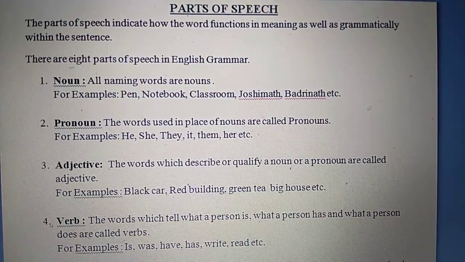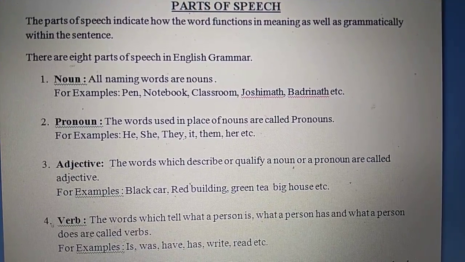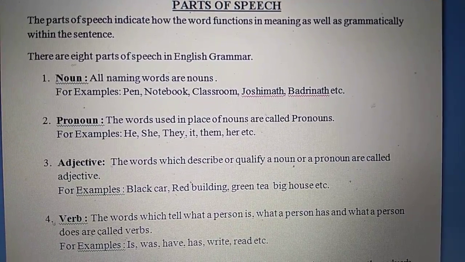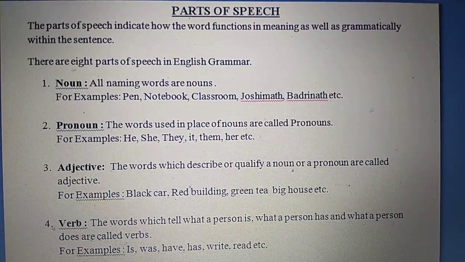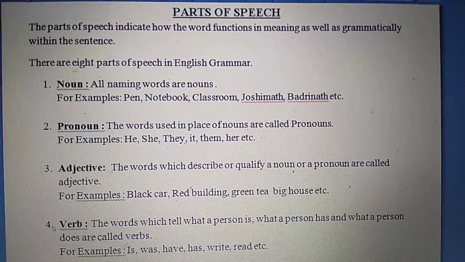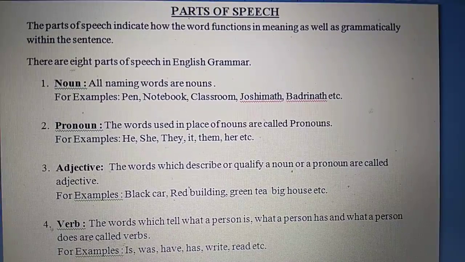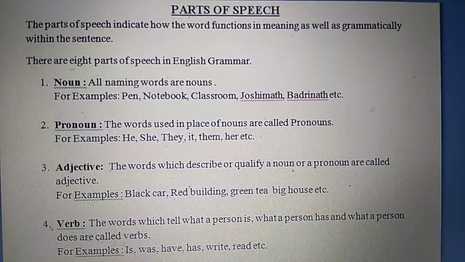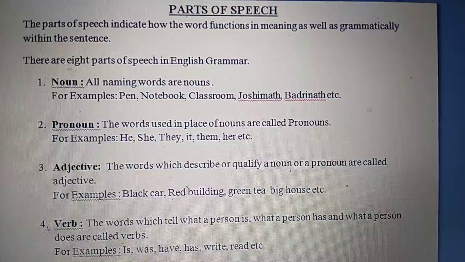Number 1, noun. As you already know, all naming words are nouns. Whether it is a pen, notebook, classroom, or anything with you, you call it by name. Next is pronoun. The words which are used in place of nouns. In order to avoid the repetition of nouns, we use pronouns such as he, she, I, they, we, them, etc.